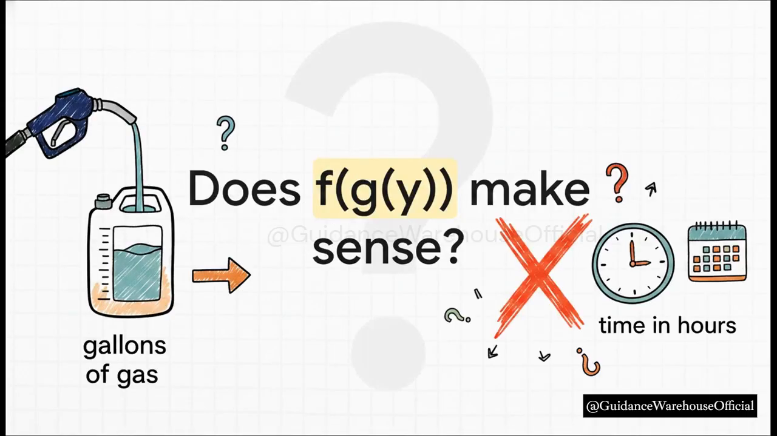But now you might be asking a very logical student question. Hey, what if we just reverse this order? Does f of g of y make sense? Well, think about what that's actually asking. G of y spits out a number in gallons of gas, right? But the outer function, f, is expecting time in hours as its input. Dropping gallons of gas into a mathematical function that requires hours is completely meaningless. It's like trying to pay for your groceries with Monopoly money. The input and output units have to logically match up for composition to work at all.